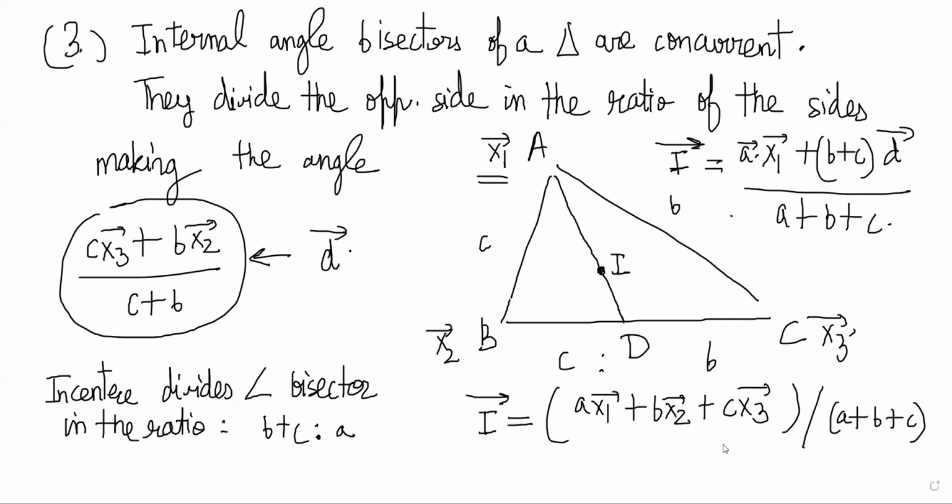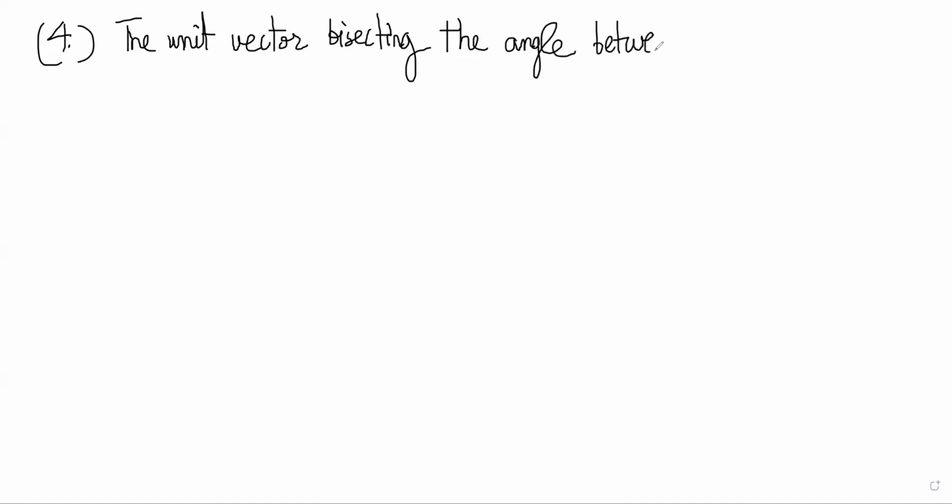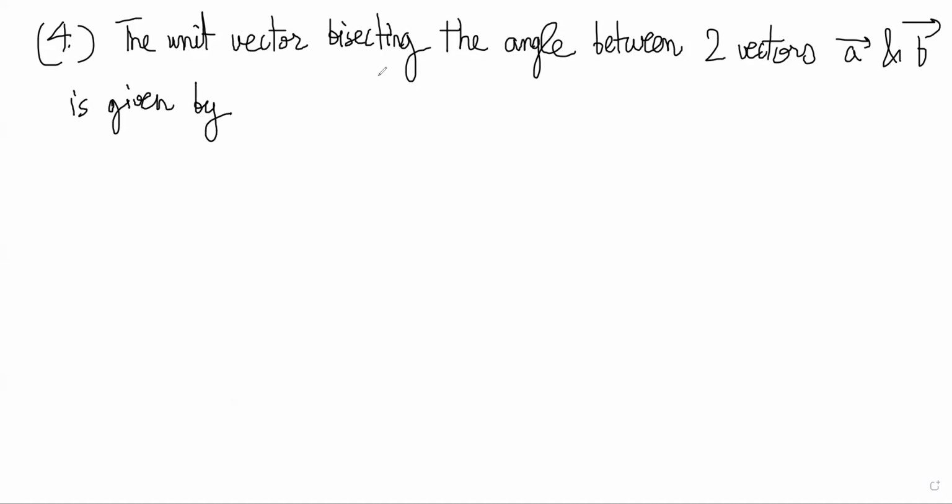Okay. Then another important idea, and this you should definitely remember, is the theorem which says the unit vector bisecting the angle between two vectors A and B is given by A unit vector plus B unit vector by mod of A unit vector plus B unit vector.